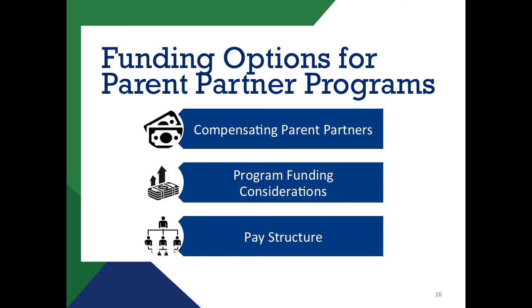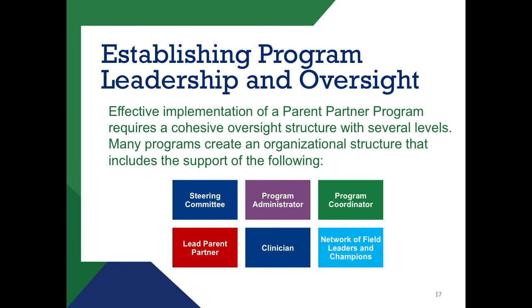Denise? Effective implementation of a parent-partner program requires a cohesive oversight structure with several levels. Many programs create an organizational structure that includes the support of 6 elements, illustrated on this slide by 6 boxes of different colors. The 6 elements are: 1. Steering Committee, 2. Program Administrator, 3. Program Coordinator, 4. Lead Parent Partner, 5. Clinician, and 6. A network of field leaders and champions.